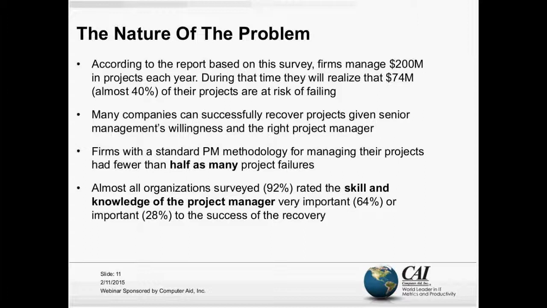Here's the problem. I'll have a little bit of a surprise bullet at the very end. According to the report based on the survey, firms manage $200 million in projects each year. During that time, they realized that 74 million, almost 40% of the projects are at risk of failure. Folks, I've been in this business 20 years, and that number has never changed. No matter what survey I see, something like 35 to 40% of projects fail. And it's so consistent, I think that people think, well, that's the cost of doing business. And I say that doesn't make any sense, because maybe we won't get it to zero, but we can bring it down.